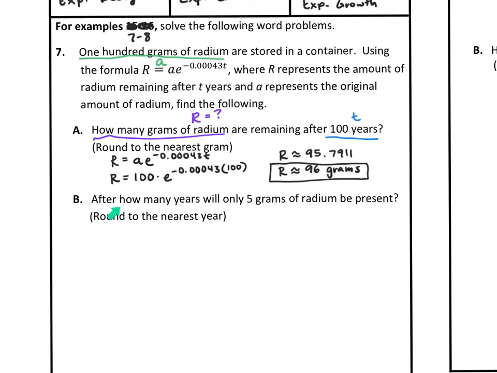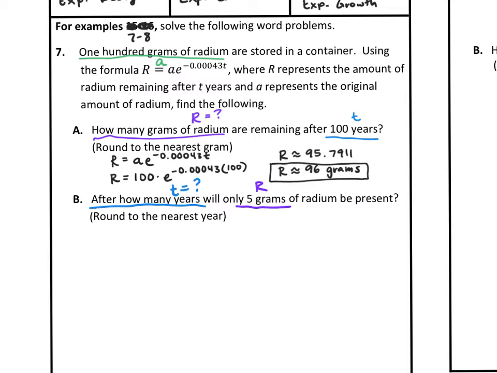7b says, after how many years will only 5 grams of radium be present? Okay, so 5 grams, that's my R value. But it says, after how many years? So letter B is wondering about what T is going to equal. But just remember, we're still dealing with the same problem, same number 7.